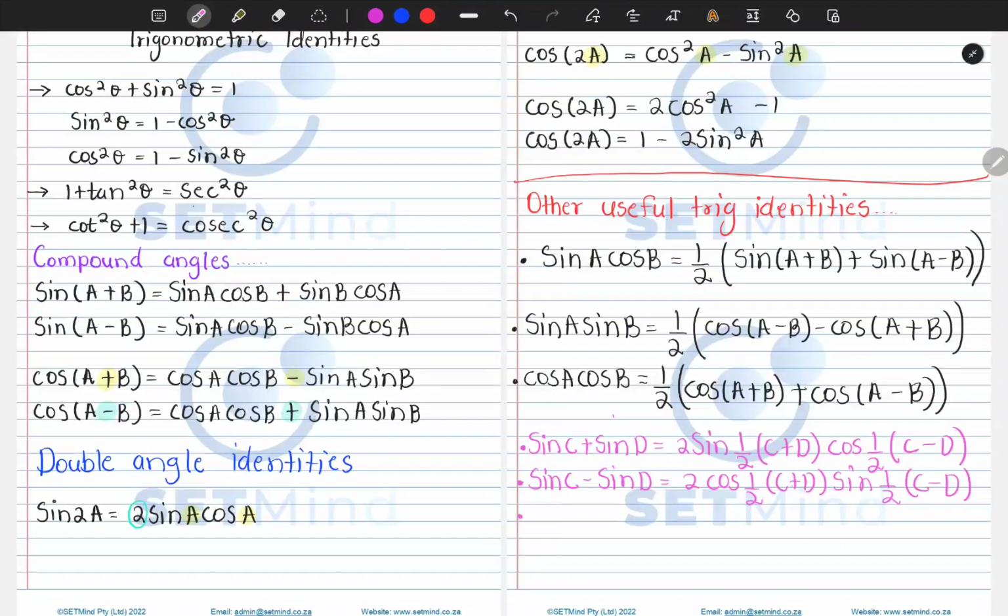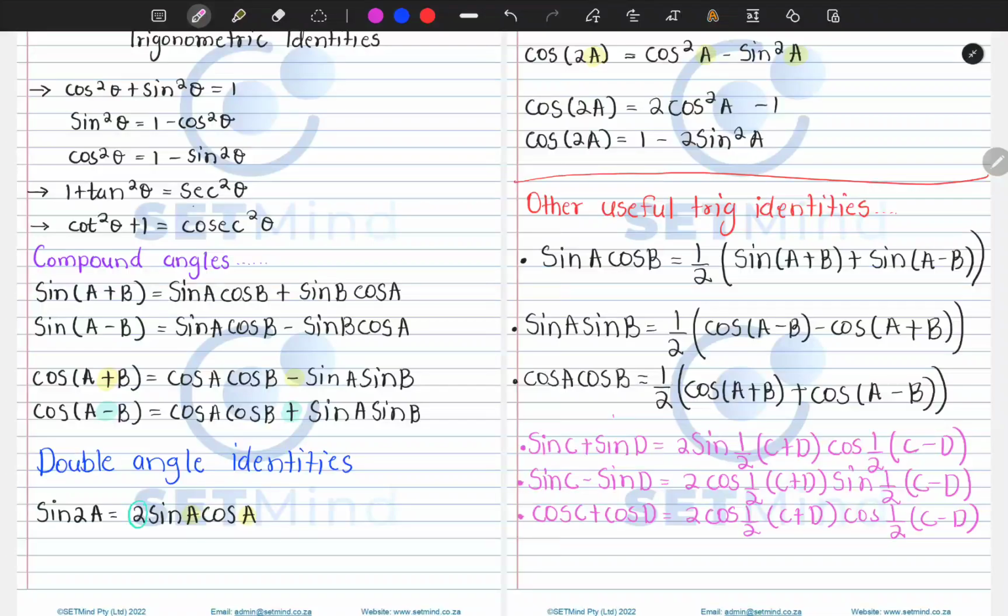Okay. Then we have another one, which is going to be when we have coses adding on each other. So let's say we have cos of c plus cos of d. This will be 2 multiplied by cos of half into c plus d, and then multiplied by a cos of half c minus d as the angle.